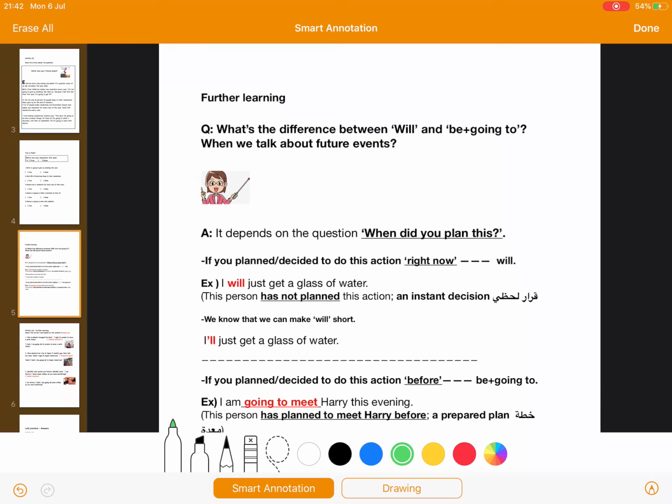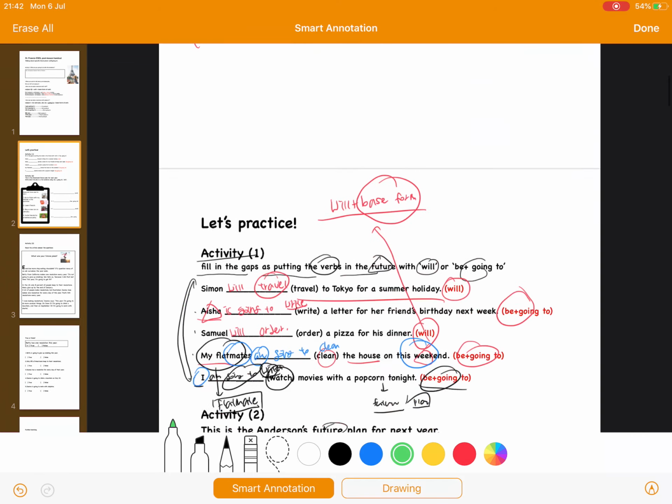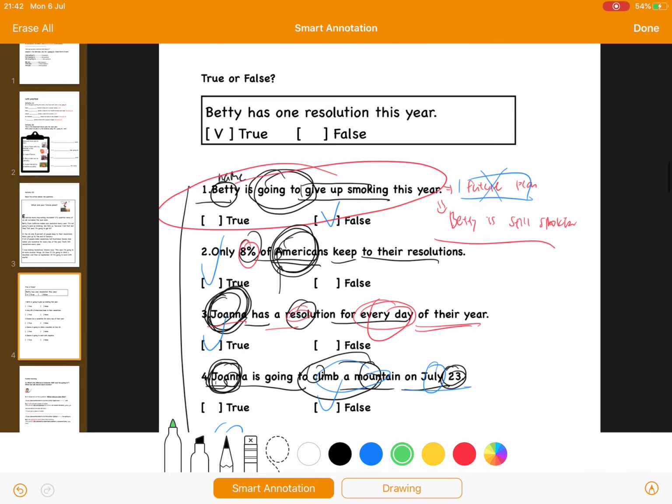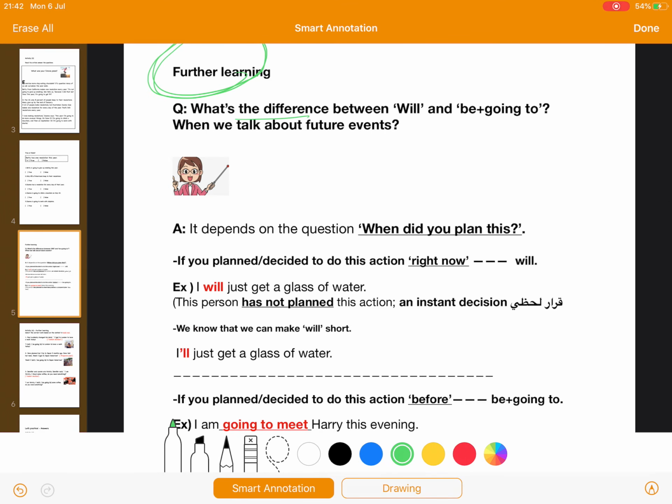Now, this is a further learning activity. So let's go back to quickly review. The differences between will and be going to: we need to always question, when did you plan this? If you planned and decided to do this action right now, we use will.